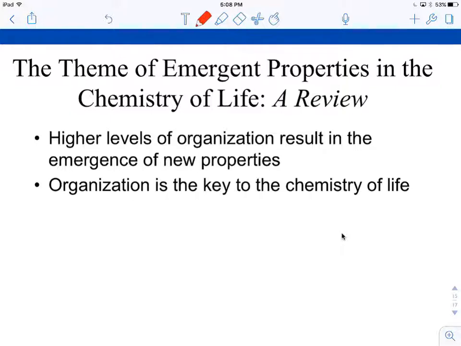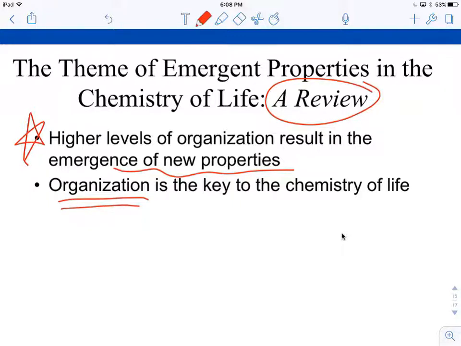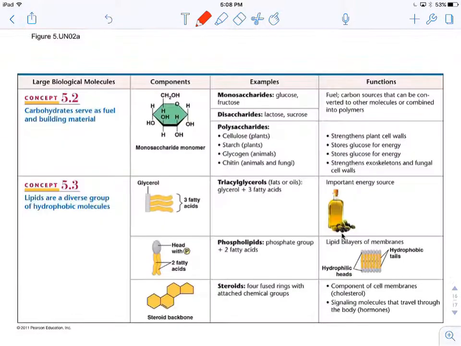All right, so a little bit of review here. Again, the more organization you have, higher levels of structure, more complex structure, new properties, new functions. Organization in general is the key to the chemistry of life, or biochem. Everything is done in a very orderly fashion, and we're going to see that as we go through the rest of the year and look at different metabolic processes.